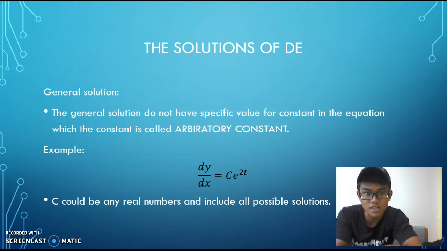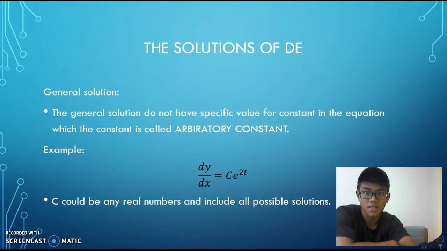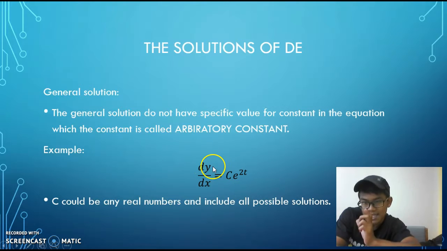So what is general solution? The general solution is a solution that does not have a specific value for the constant in the equation, which is called the arbitrary constant. I repeat, the arbitrary constant. So we can take a look at this example. This example is quite easy.